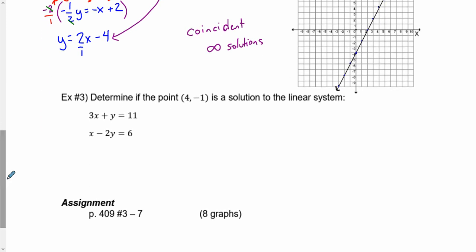All right. Last question. Determine if the point 4, negative 1 is a solution to this linear system. One thing to note, we have a coordinate, x, comma, y. Well, if we want to find out whether something is a solution or not, all we have to do is plug the x's in for x and plug the y's in for y. So if we have two equations, 3x plus y equaling 11, and x subtract 2y equals 6, the question is literally asking, does it work?